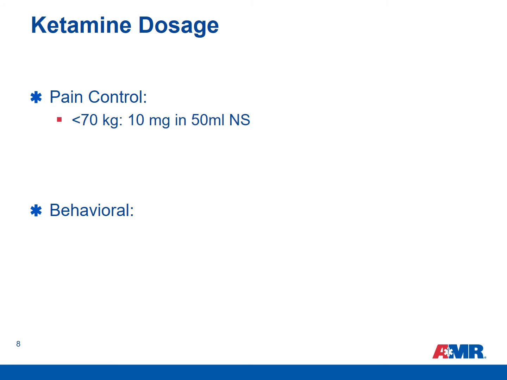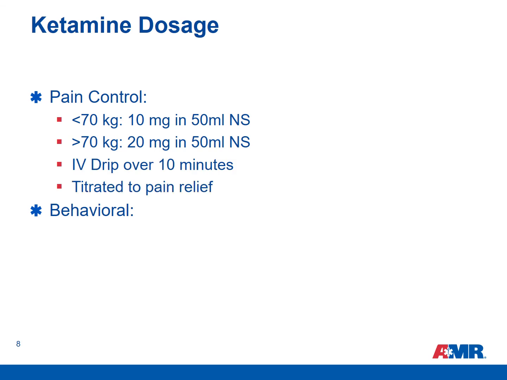If your patient is 70 kilograms or less, the new dose will be 10 milligrams of ketamine mixed in a 50 milliliter normal saline IV bag, administered as a slow drip over 10 minutes. If the patient is heavier than 70 kilograms, the new dose will be 20 milligrams of ketamine mixed in a 50 milliliter normal saline bag, administered as a slow drip over 10 minutes.